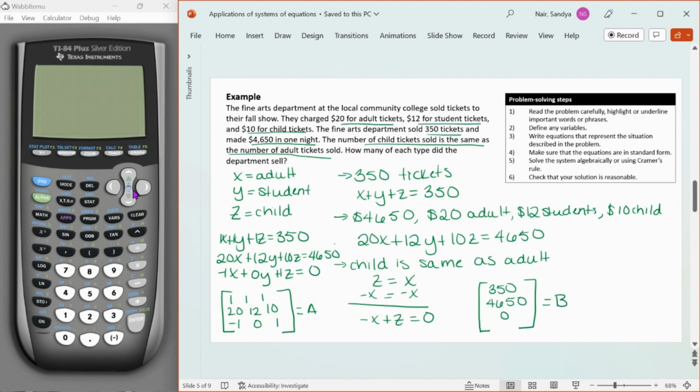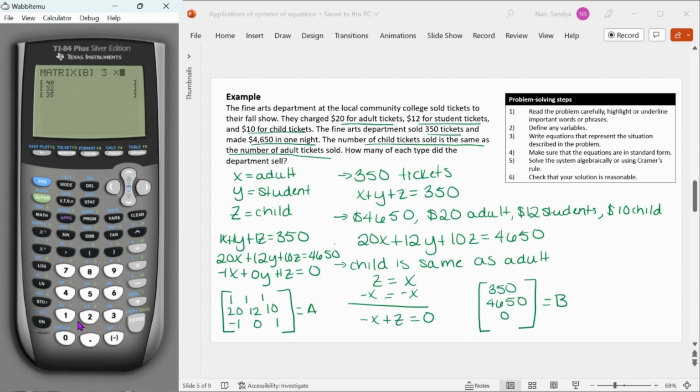So let's go ahead now and enter both our matrices in our calculator. So we go to second matrix and then to edit, and we need a 3 by 3 matrix for A. And so we do 1, 1, 1, and then 20, 12, 10, and then we have -1, 0, and 1. Okay, so everything looks good. So I'm going to do second quit, and then now I'm going to do second matrix, and then go to edit and choose matrix B.